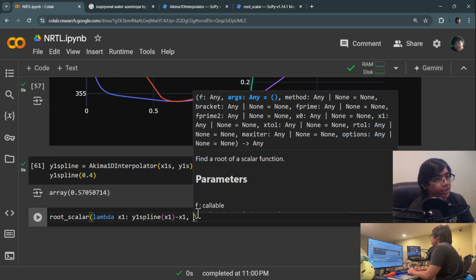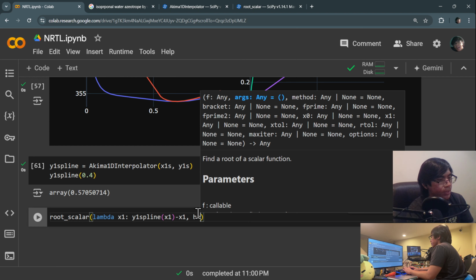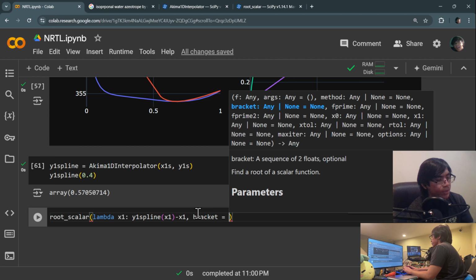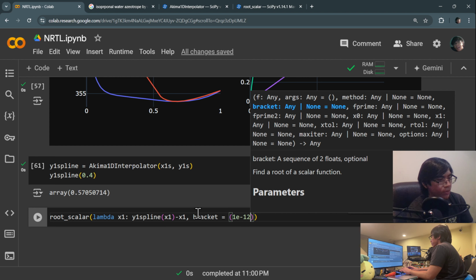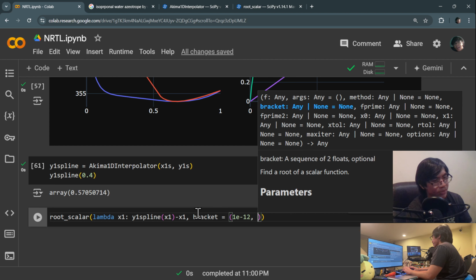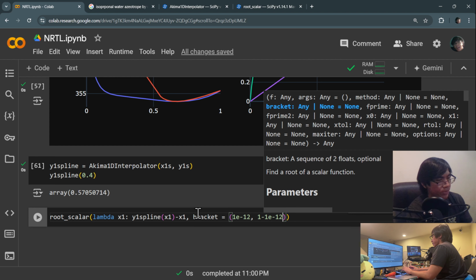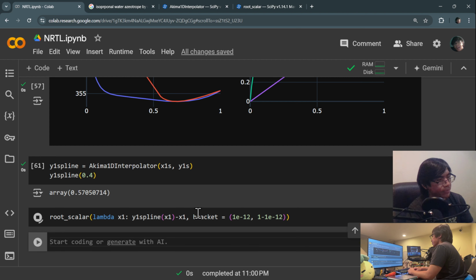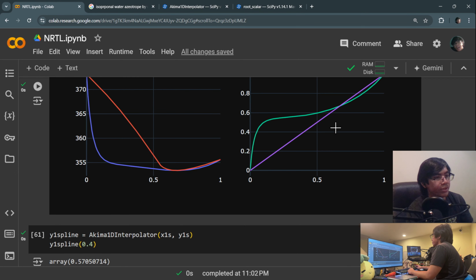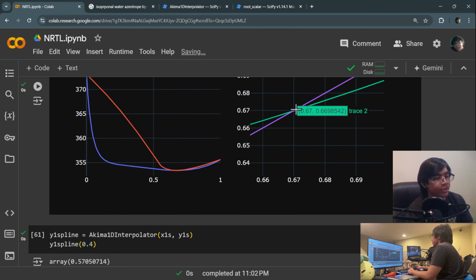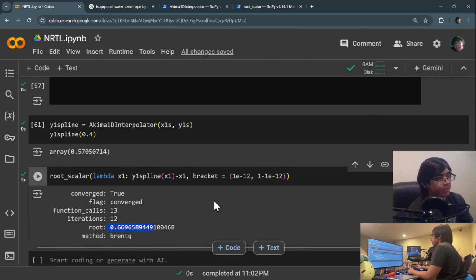And then instead of doing an initial guess, I wanted to do a bracket. So bracket is equal to a tuple of our lower range. I said we're going to add a little to 0, so I can just put a very small number in the front, 1e to negative 12. Then I'll subtract 1e to negative 12 from the top. So let's see if that works. Should get us that 0.68 value. Oh, not bad, 0.66. Pretty close. Is that actually where it intersects? Yeah. 0.67, 0.66. So 0.67, yeah.